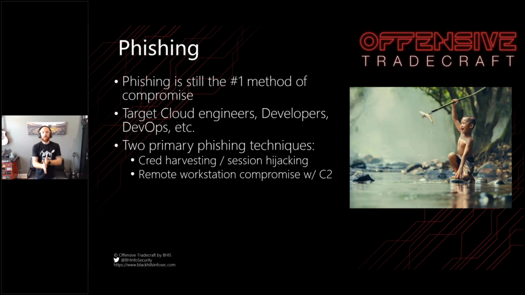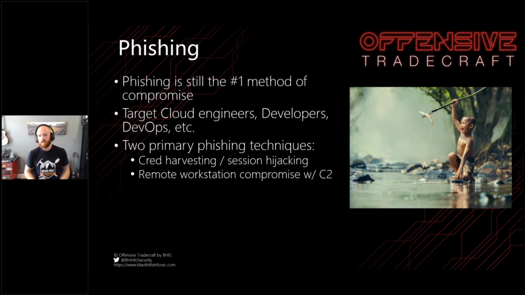Okay, so phishing is still the number one method of compromise. We've talked about hitting external resources a lot, and I can't avoid the fact that phishing is still a super important topic to talk about. The biggest difference is we're going to start pivoting our phishes directly at developers and cloud engineers that are the ones utilizing these services.